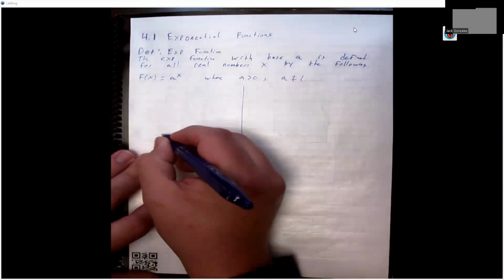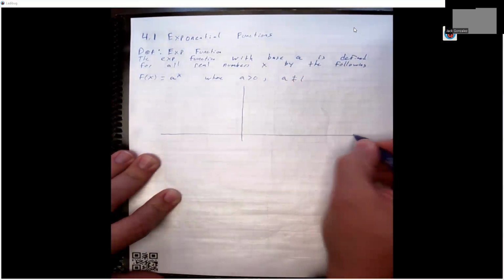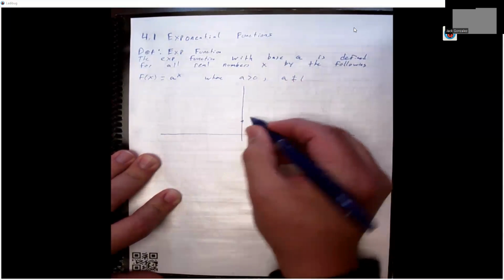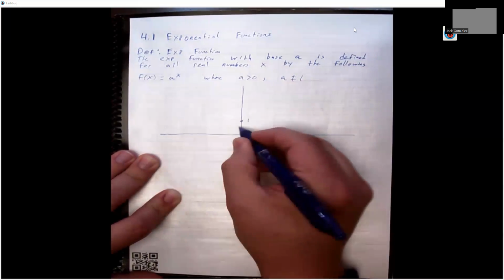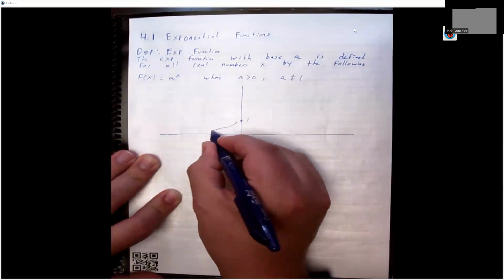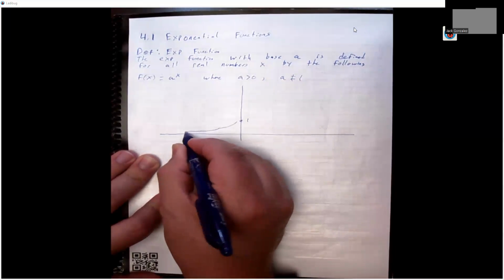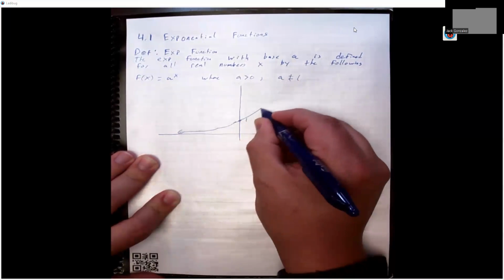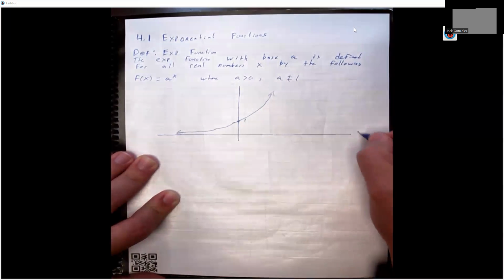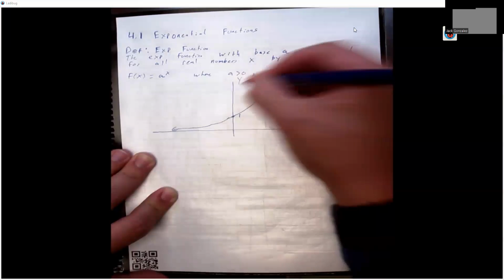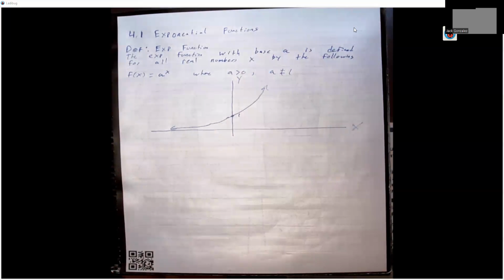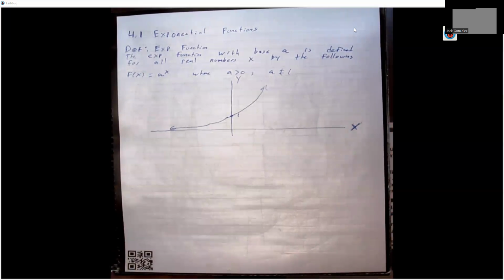So the main thing I want you to know is, do you know what it looks like? We have an intercept always at (0, 1). And there's an asymptote at y equal to 0, sorry, the asymptote for this function is y equals 0, the x-axis. Okay.